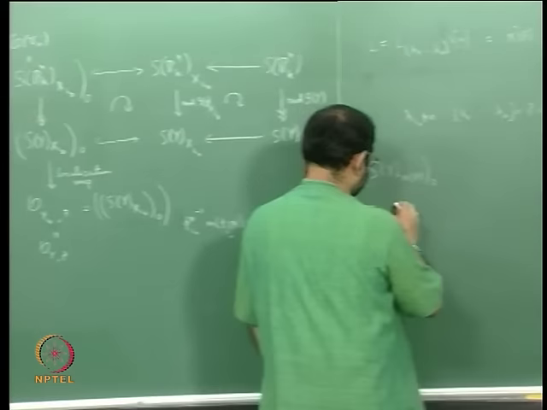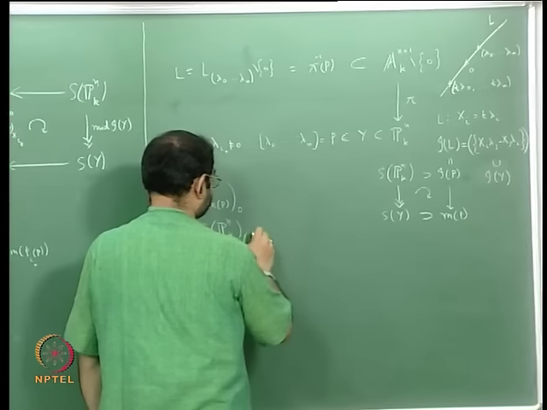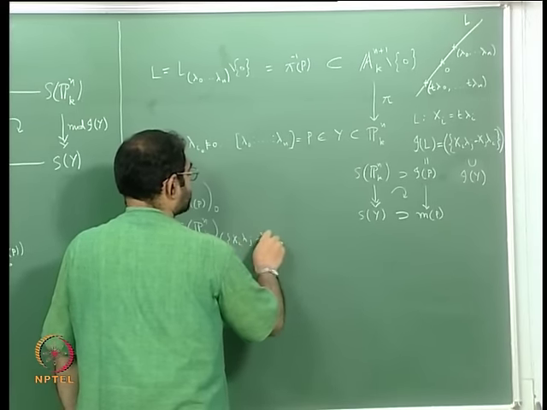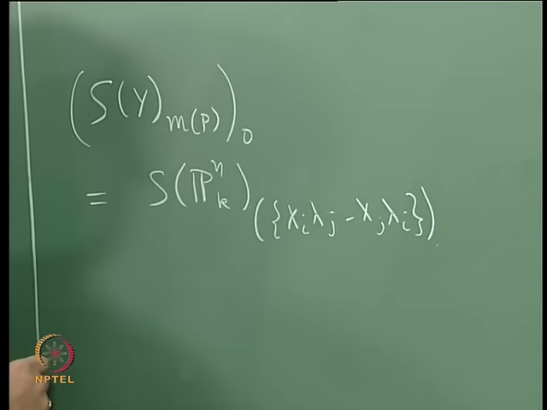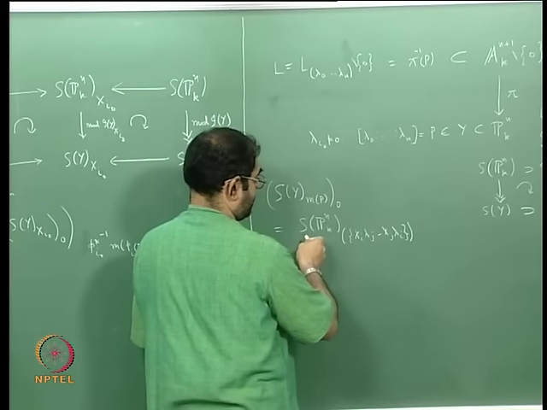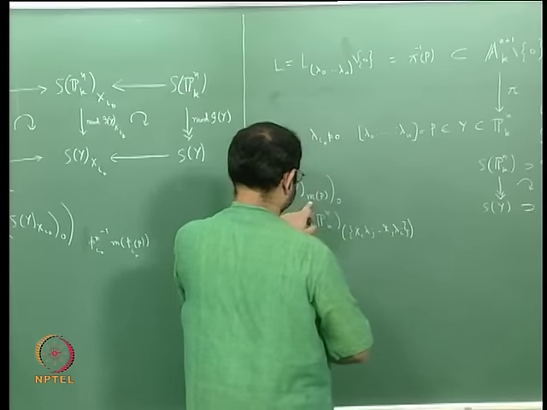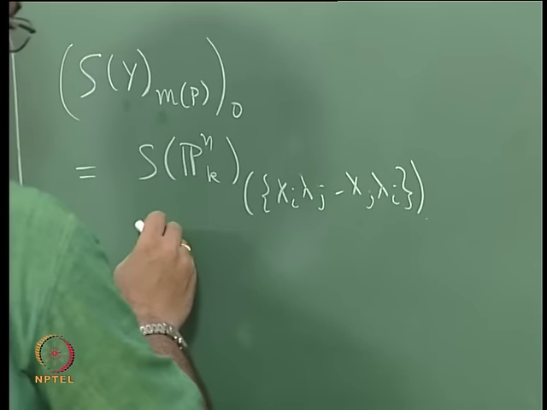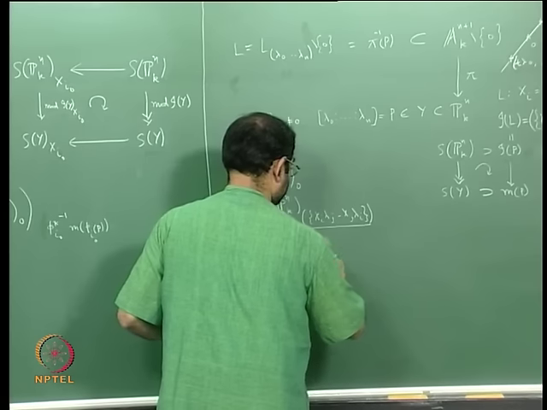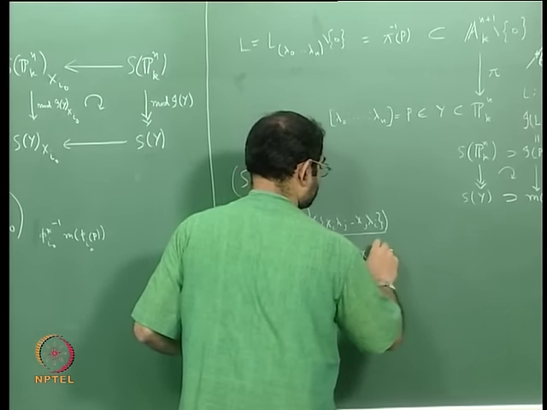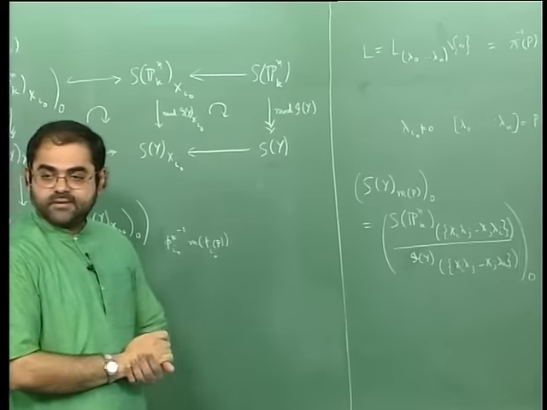So what you can do is, this is the same as you take the S of P^n, localize it with respect to that ideal, the ideal generated by x_i lambda_j minus x_j lambda_i. And then you localize at this and then go mod I of Y localized at this ideal, and then take the degree 0 part. This is what it is.